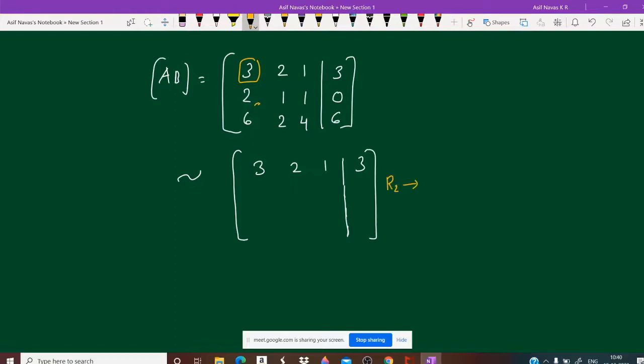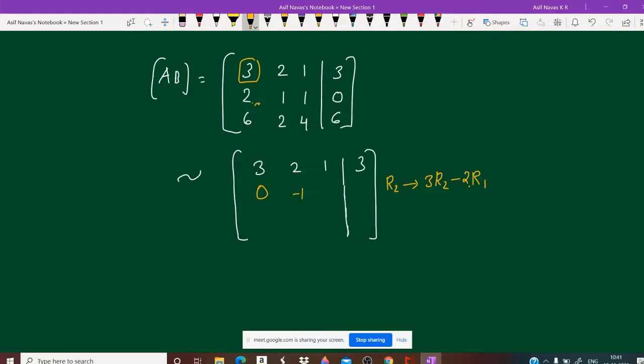R2 changes to... how to make it 0? You can write 3R2 minus 2R1, right? 3R2 minus 2R1, correct? 3 into 2 is 6, minus 2 into 3 is 6, so this becomes 0. Now what will be here? Minus 1.